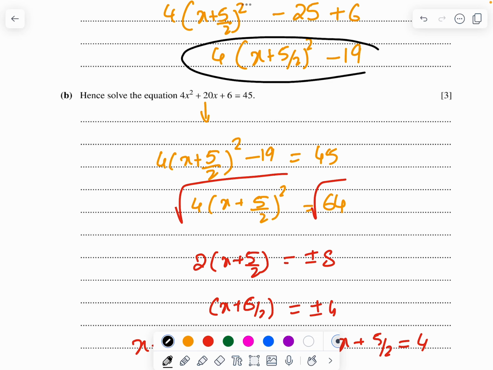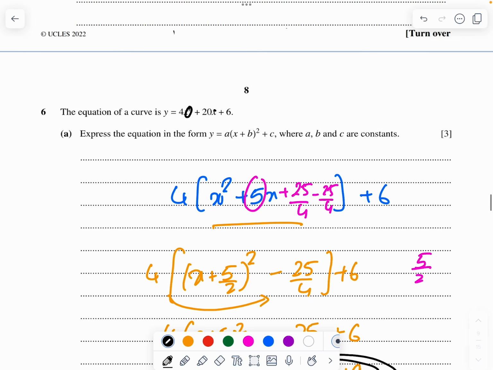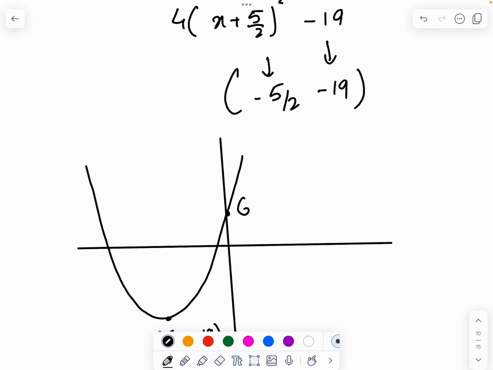To show where it intersects the y-axis, for that we can make x as 0. So this will become 6. So it will intersect the y-axis at 6. It's not required, but I have drawn it over there.